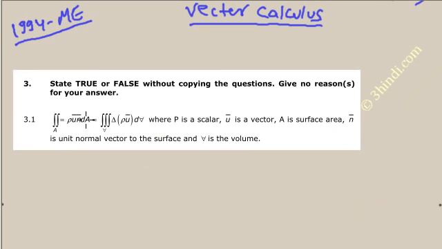This is another question from 1994. Here you are required to find out whether this statement is true or false. I think this is actually the equation of Gauss theorem. If you know Gauss theorem, then this statement is correct. So this is true. And I have explained about Gauss theorem in my previous video. So the answer is true.